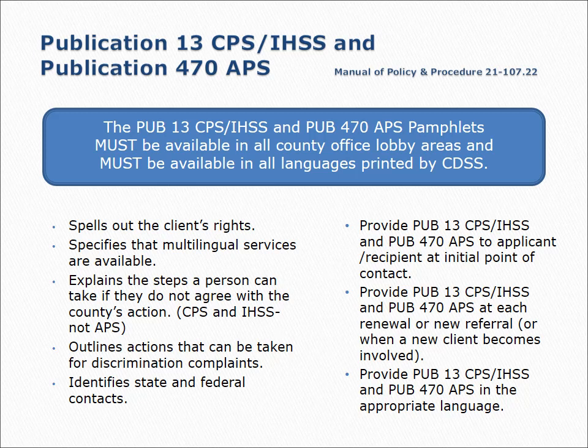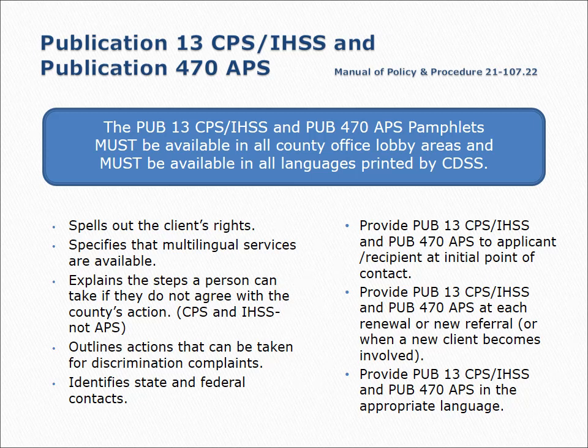The Pub 13, which is used for CPS and IHSS, and the Pub 470, which is used for APS, must be available in all county office lobby areas and must be available in all languages printed by CDSS. These pamphlets spell out the client's rights. They specify that multilingual services are available. They explain the steps a person can take if they do not agree with the county's actions.